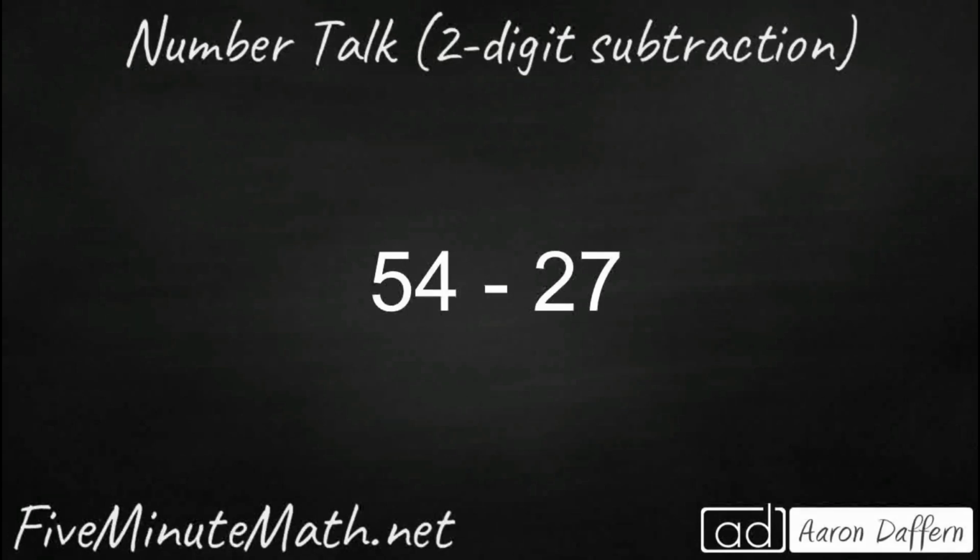Today we are looking at the expression 54 minus 27. What we do in a number talk is we use mental math. That means no paper and no pencil to try to solve an expression, and then we explore all the different ways we could have figured it out.